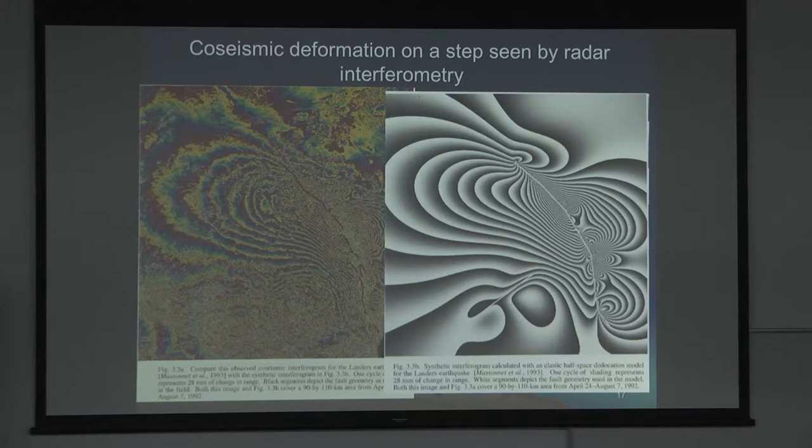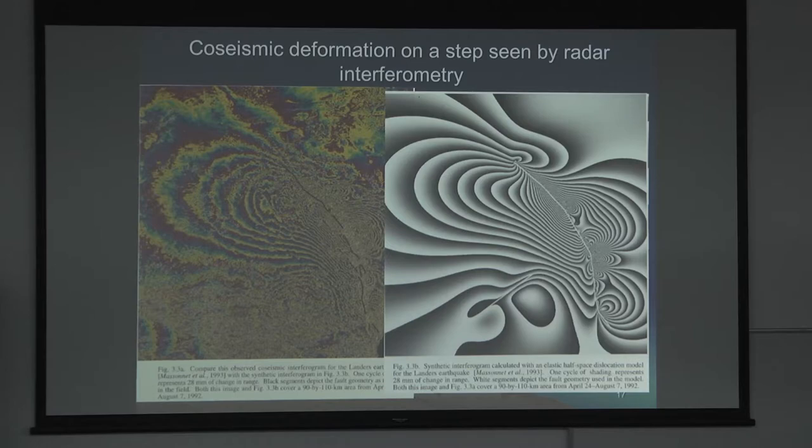So historically, the first time that this kind of interferogram had been built to document co-seismic deformation was for the Landers earthquake. I don't remember the date exactly, but the Landers earthquake was in 1992, and the paper was in 1993 by Massonnet. So for the first time, they were able to build this interference fringe and use it as a tool to document the deformation of the Earth's surface.